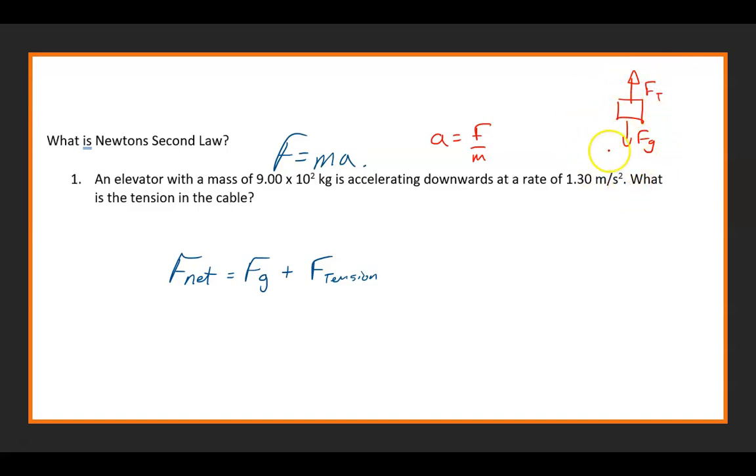Right, now, because it's accelerating downwards, the net force, mass times acceleration, is equal to the force of gravity, mass times acceleration, plus the tension, and that is what we're looking for. So we put 900 times negative 1.30, and that's because it's accelerating downwards. It's going to be equal to 900 times negative 9.81 plus the tension.